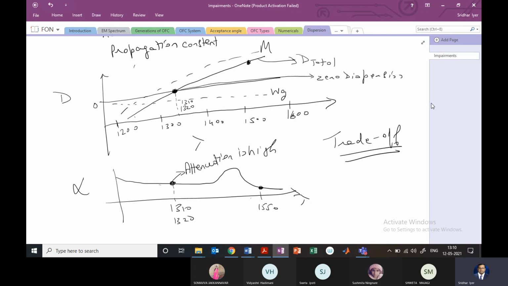So is there any technique by which we can shift the zero dispersion from 1310 to 1500 nanometers? That is exactly what is done by certain fibers known as dispersion shifted fibers. We look at those kinds of fibers which will shift this dispersion, the graph on the top, from 1310 or 1320 nanometer towards wavelengths which are close to 1550 nanometer. Once you do that, you will get low dispersion and also low attenuation. Those are the kind of fibers we are actually interested in.